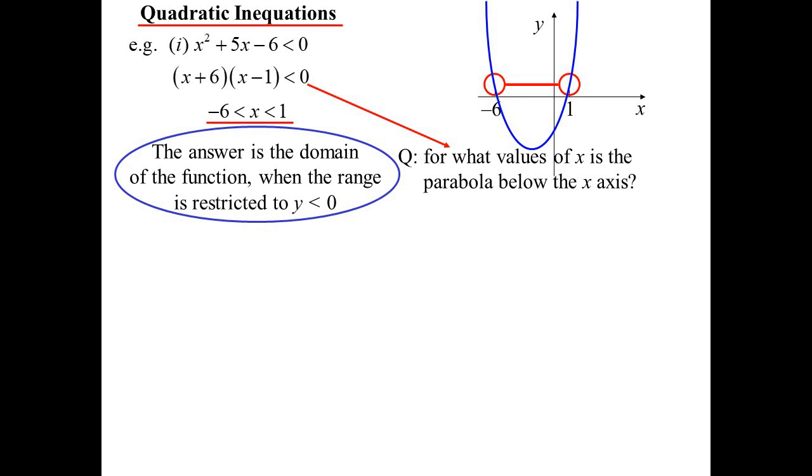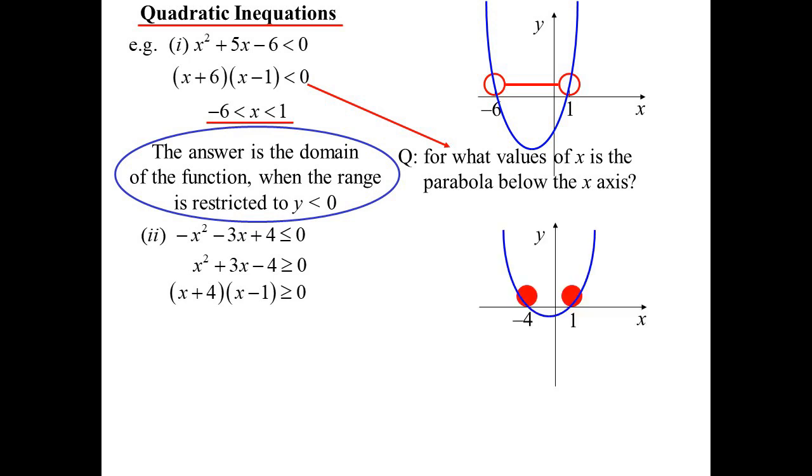Let's do another one. Personally, I hate the negative x squareds, so I'm going to multiply everything by negative 1. But if I change the sign, I change the sign, so it's now greater than or equal to 0. That does factorise, I think. Yes, it does. X plus 4, x minus 1. So my 2 critical points, negative 4, positive 1.